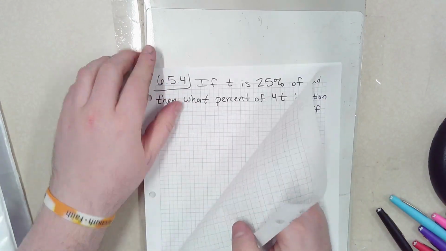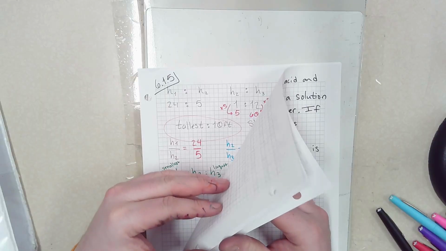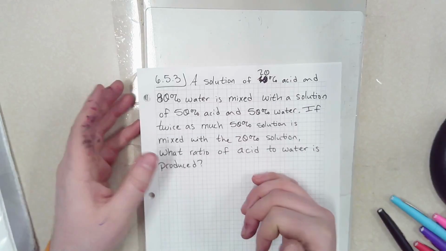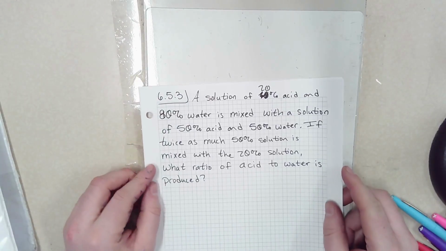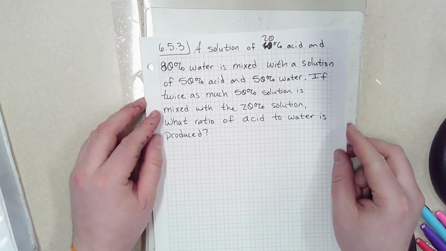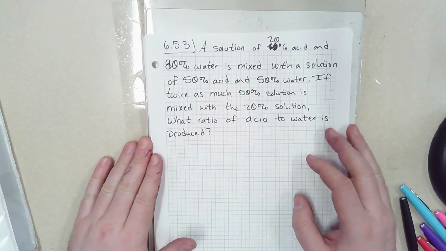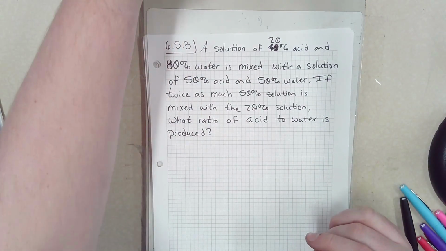All right, 625, 3,125, and we're getting close to being done here. I think we only have 2 more. 3 more. A solution of 20% acid and 80% water. I'm throwing off the white balance with my hands here. Let's change this a little bit.